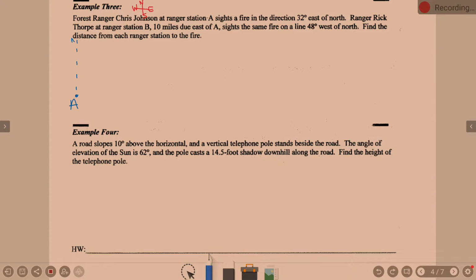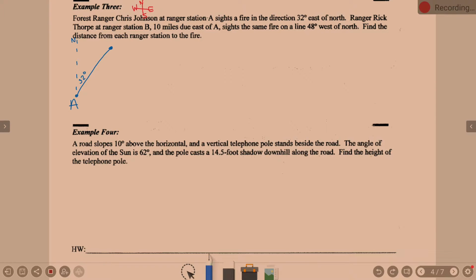North is straight up, yes? So where is 32 degrees east of north? Well, 32 degrees east of north means over here, because east of north is to the right. So 32 degrees east of north is that angle right there. It's kind of an awkward angle, but it is the angle between due north and the line of sight to the fire. That's 32 degrees east of north.